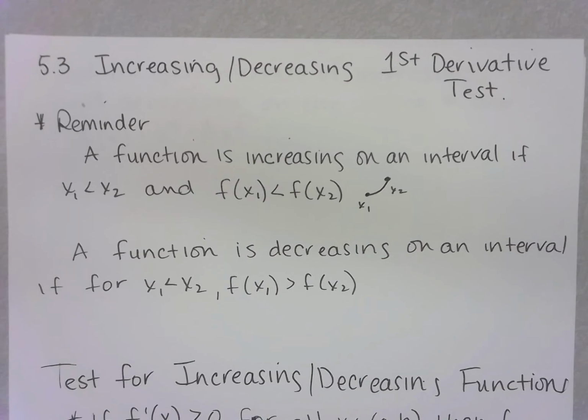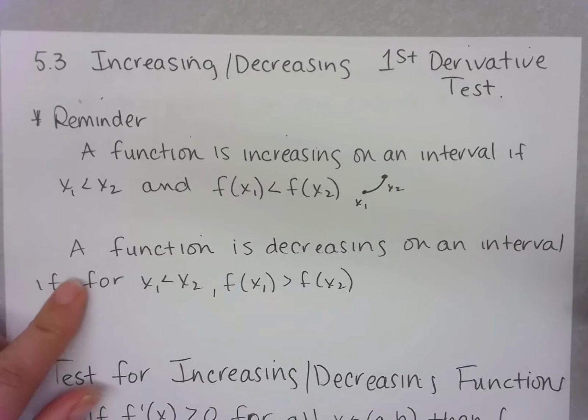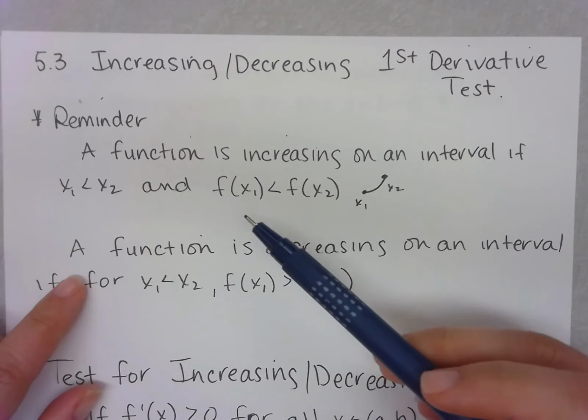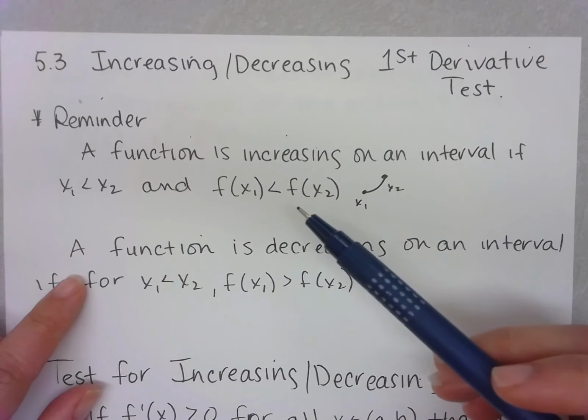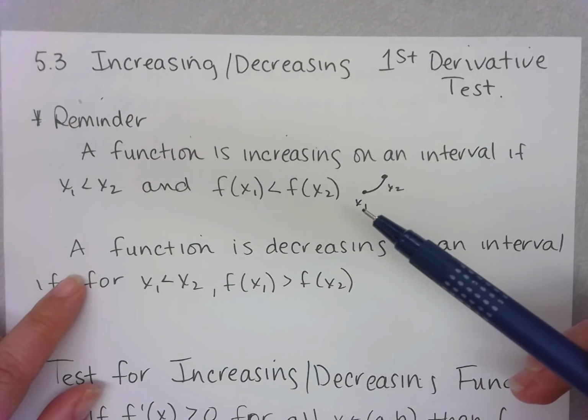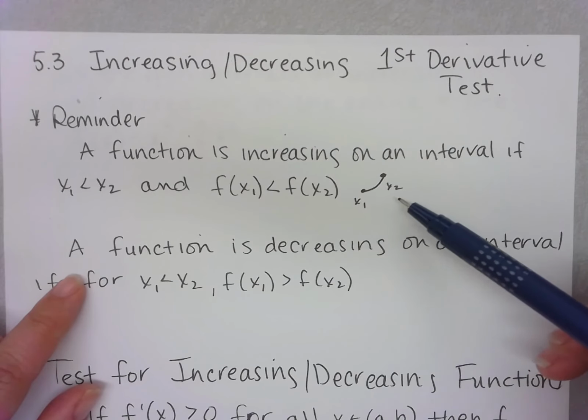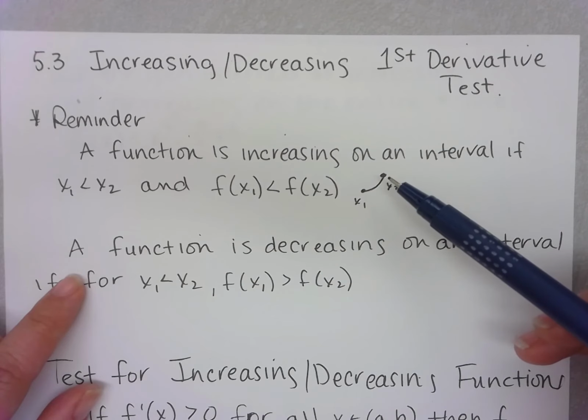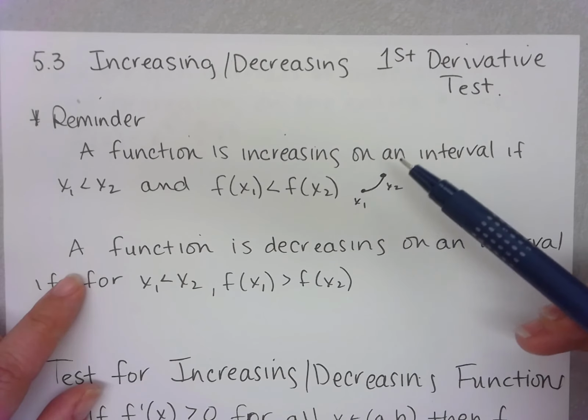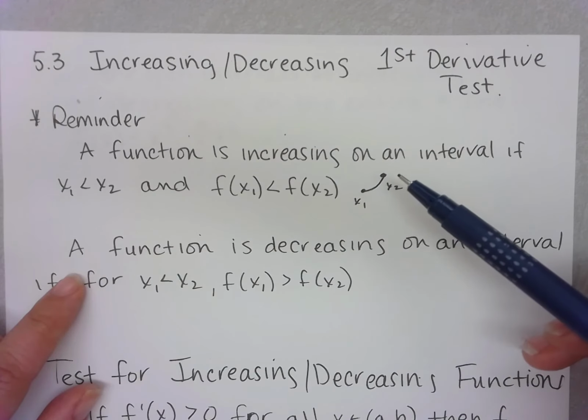Okay, so first of all, let's just remember what it means to be increasing and decreasing. A function is increasing on an interval if for x1 less than x2, then f of x1, the y-coordinate of x1, is smaller than the y-coordinate of x2. So I have x1 left of x2 on the number line, but yet f of x2 is larger. So this is my increasing, right? It looks like positive slope.